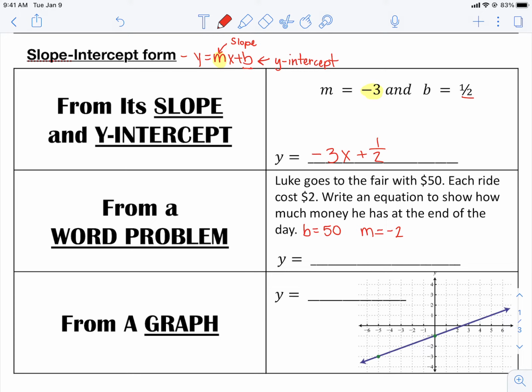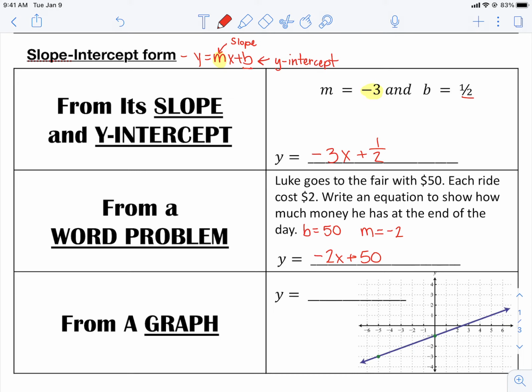So we have y equals mx plus b. So my m is -2x plus 50. Okay, and x is however many rides he decides to ride. Okay, not too bad.